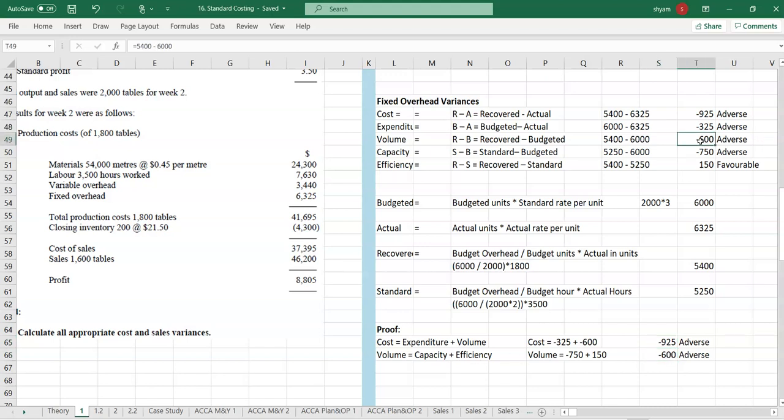Are we correct? Yes. So that's about the concept here. We have worked out almost all the variances. The only difference is we have worked out in terms of absorption costing. For marginal costing, it differs. So marginal costing we will see in the next problem.